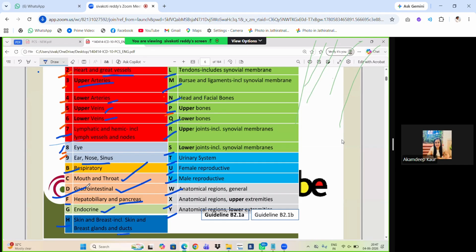Shiva, can you please explain W again? Anatomical regions. The anatomical regions in our body are the cranial region, peritoneal region, abdominal region, thoracic region, and pelvic region. In whichever region they perform the procedure, you will get W.